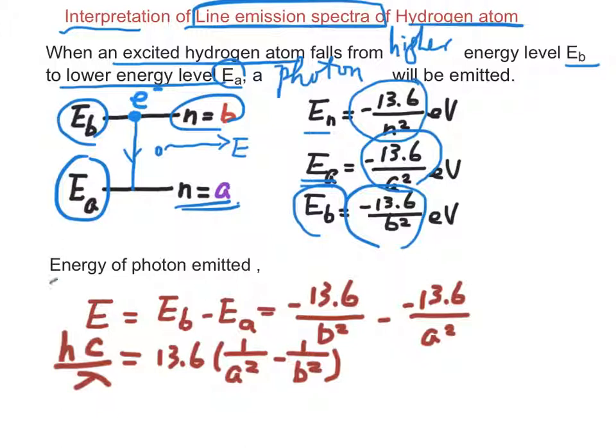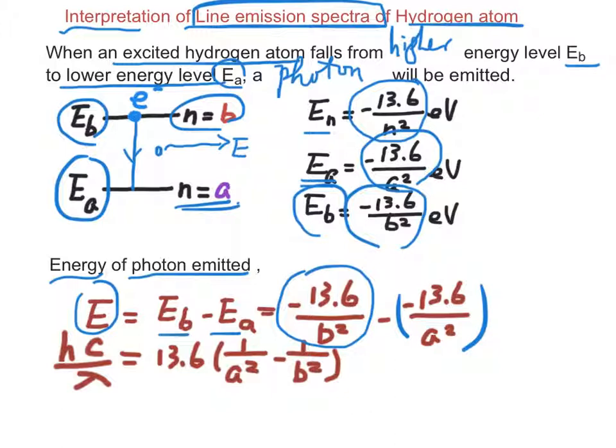Hence, the energy of the photon emitted, E, will be equal to Eb minus Ea, equal to negative 13.6 over B squared minus negative 13.6 over A squared. Hence, we have hc over lambda equal to 13.6 times 1 over A squared minus 1 over B squared.